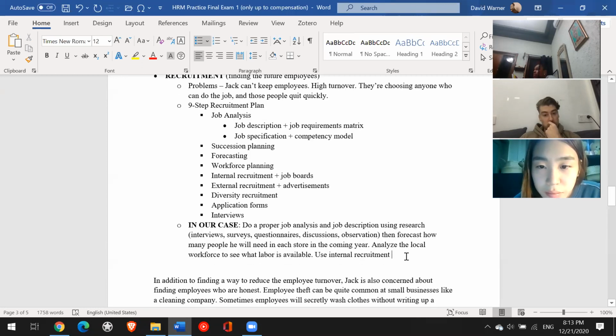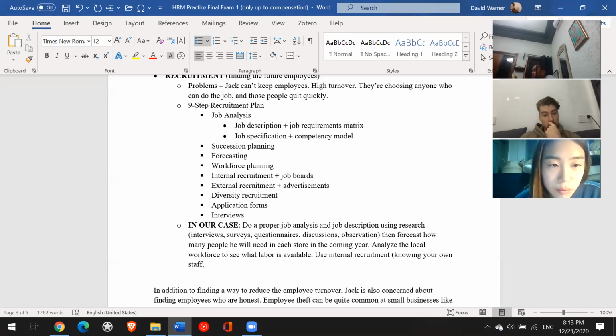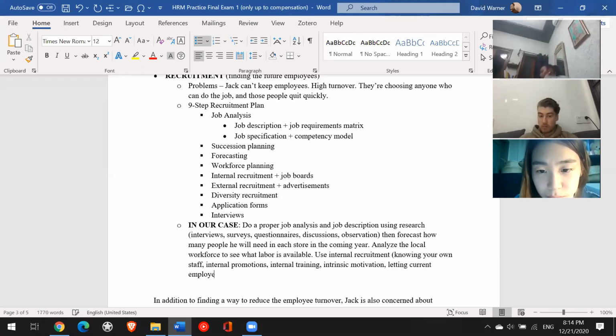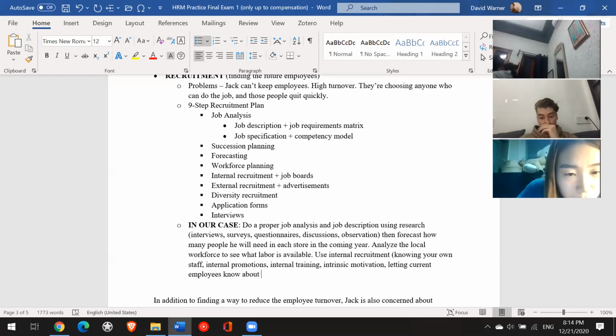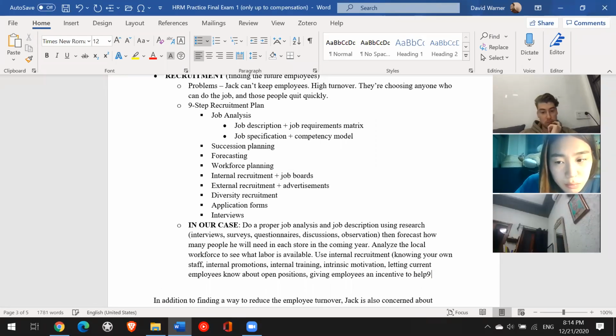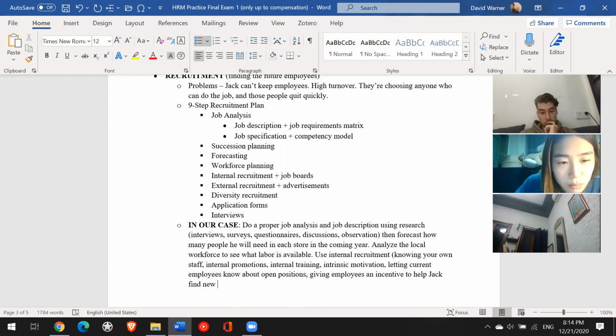So to me, internal recruitment has to do with something like knowing your own staff, internal promotions, internal training, intrinsic motivation, letting current employees know about open positions, maybe giving employees an incentive to help you or to help Jack find new employees.